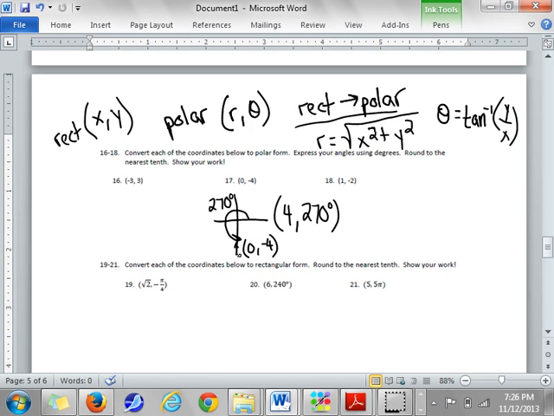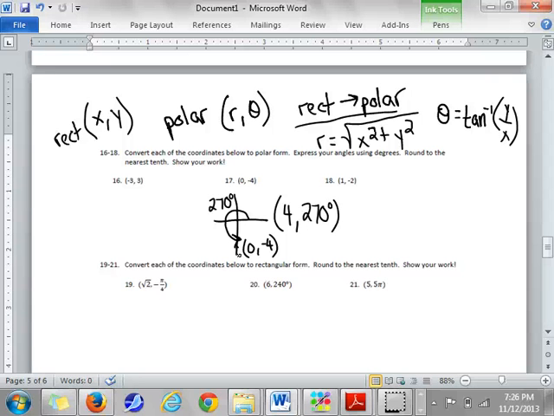Sometimes you're given polar coordinates and they give you the magnitude using a negative number. But when you're starting with rectangular and then transitioning over to polar, you won't have negative magnitude. You'll always have positive.